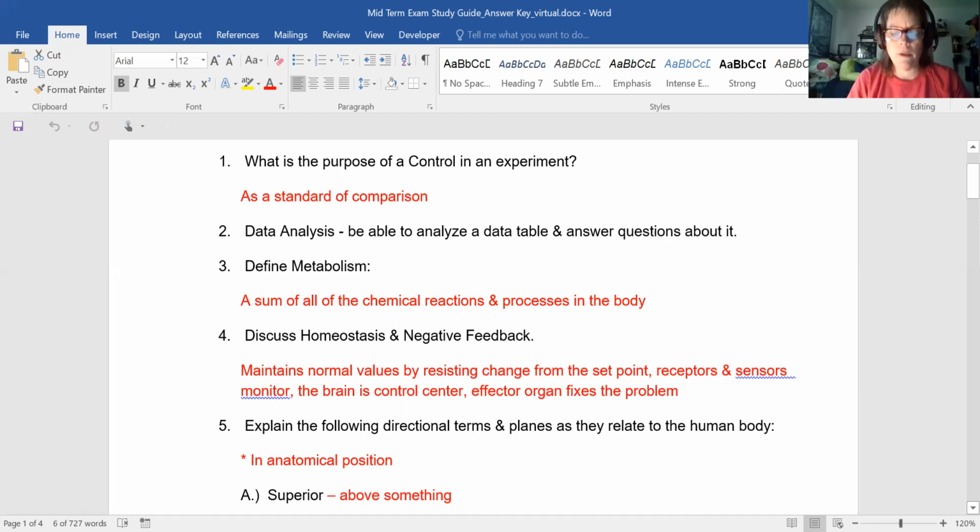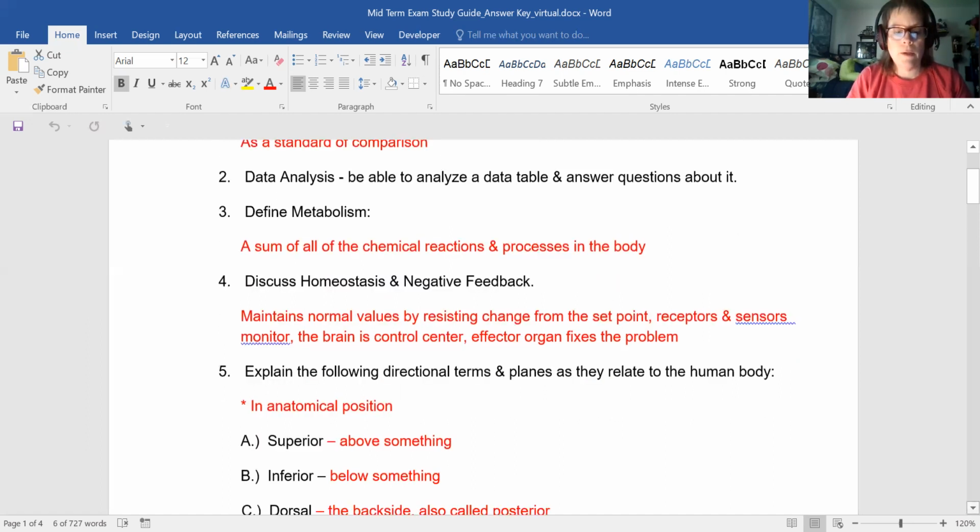And then, of course, remember the brain is a control center. And then, of course, it's going to send out what to do to fix any problems. And, of course, it's going to send the information to the effector organ that's going to actually set some things in motion that's going to help bring it back to normal or fix the problem.